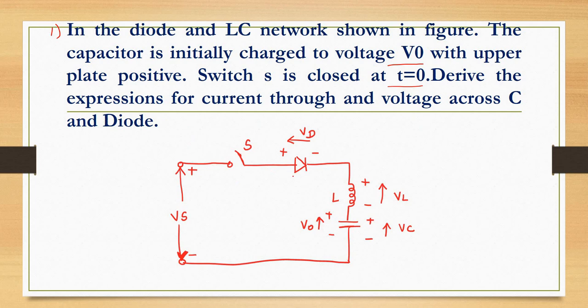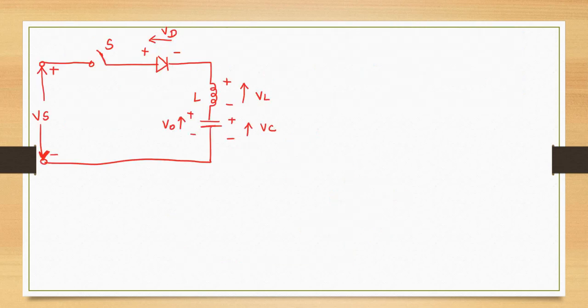In the circuit, it consists of diode, inductor and capacitor. I am going to derive the equation for voltage across capacitor and diode. See, when switch S is closed, at that time, diode D is in the forward bias condition, so it starts conducting. Here this switch is closed and this acts as a closed switch.